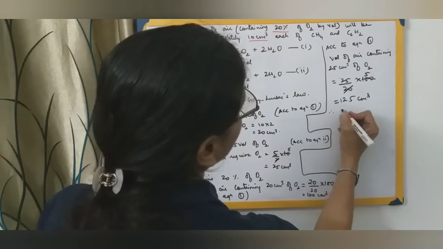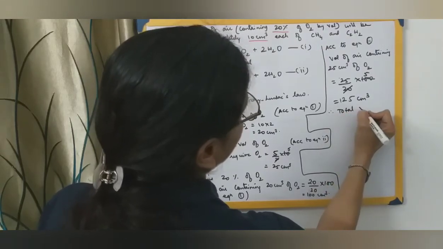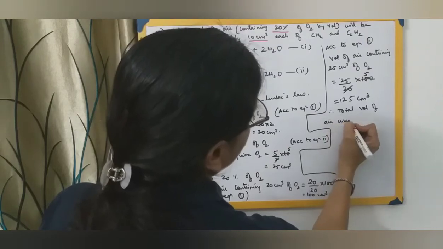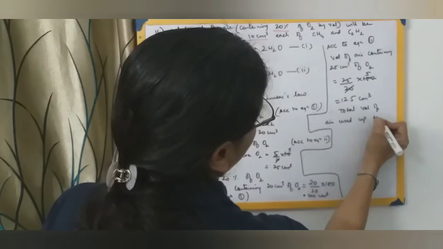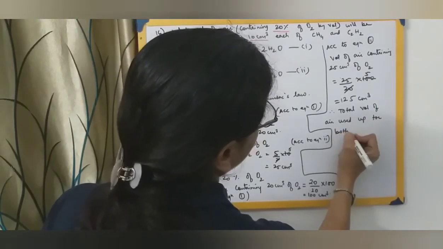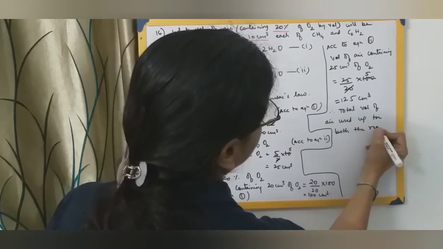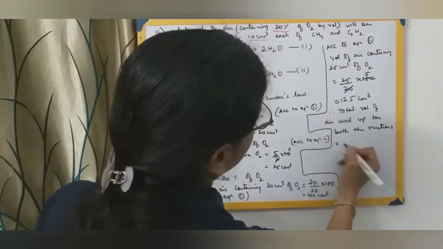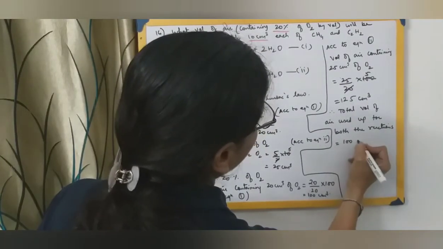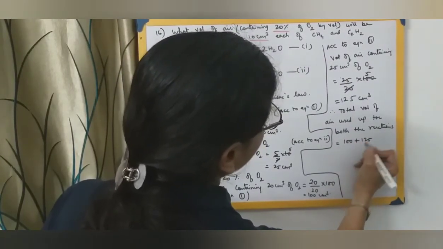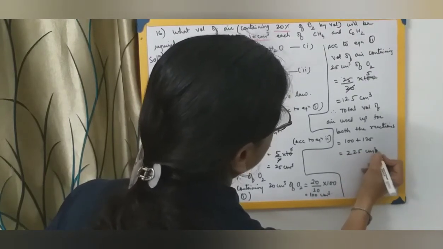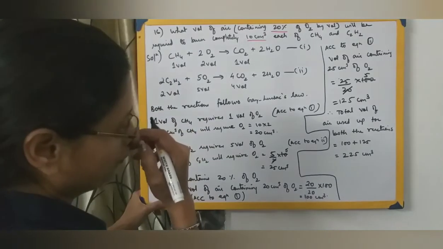Therefore, total volume of air used up for both the reactions will be 100 plus 125, that is 225 cubic centimeter. Okay, this is one way of solving it.